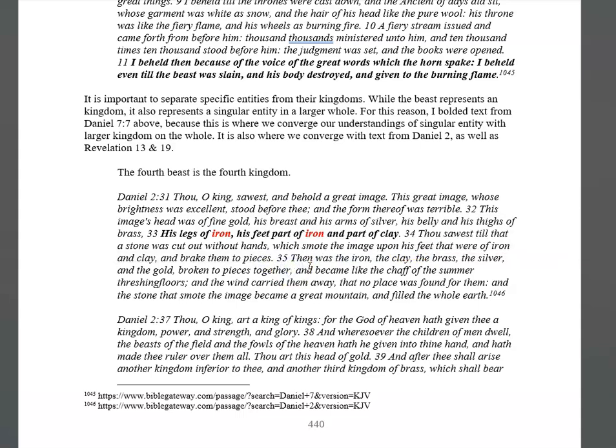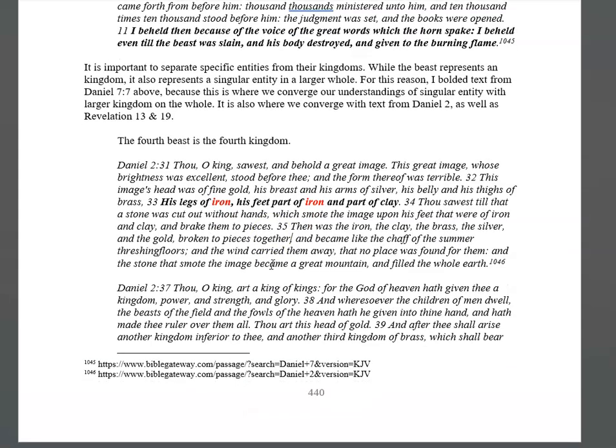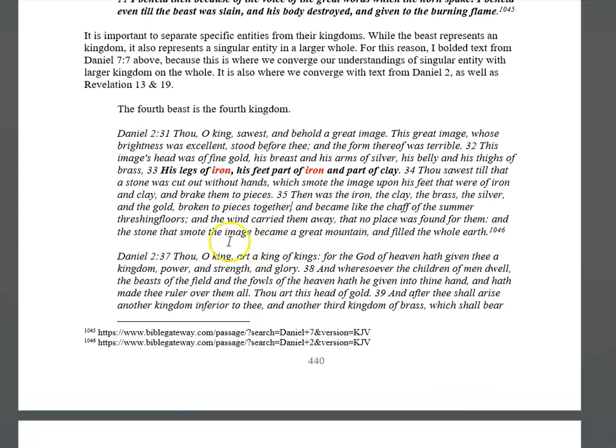Then was the iron, the clay, the brass, the silver, the gold, broken to pieces together, became like the chaff of the summer threshing floor. The wind carried them away, that no place was found for them. The stone that smote the image became a great mountain and filled the whole earth. That's Jesus' righteous kingdom established. Daniel 2:37. We're going to hear more about this statue and the interpretation thereof.